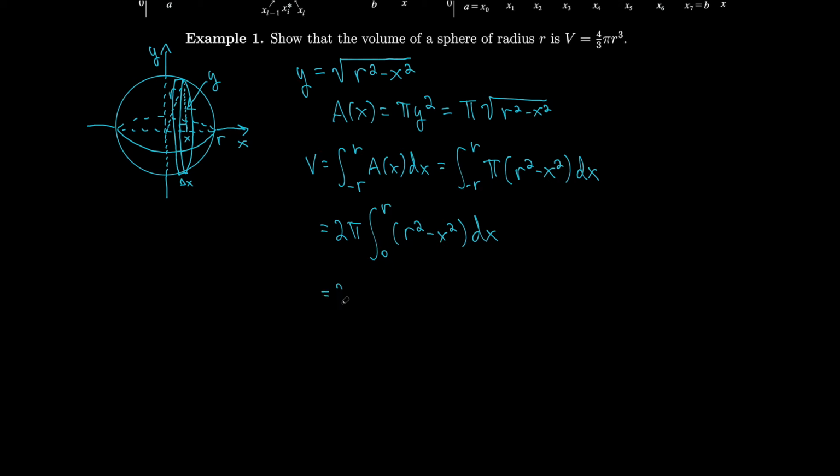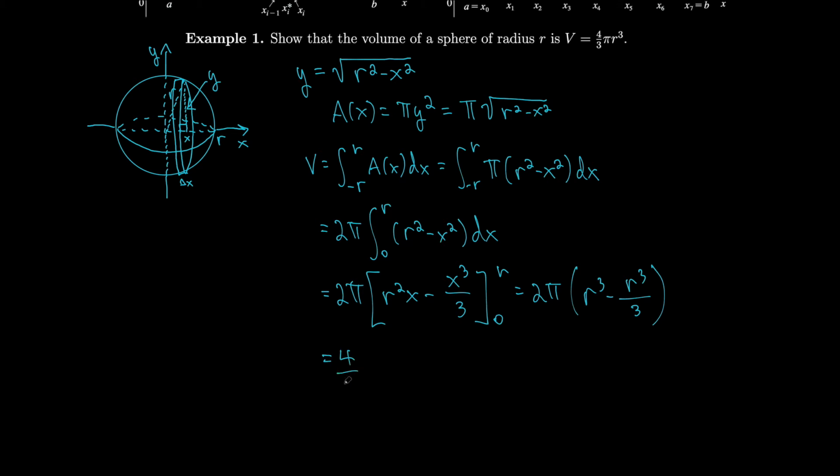So then this equals 2π times (r squared x minus x cubed over 3) from 0 to r, which is 2π times (r cubed minus r cubed over 3), which is just 4/3 π r cubed. Okay, so we proved it.